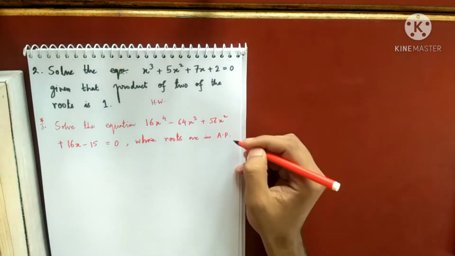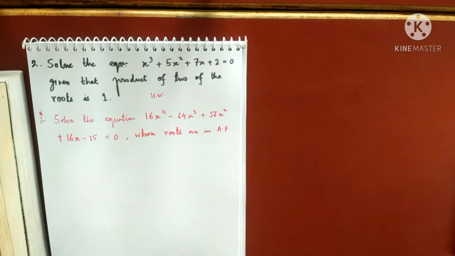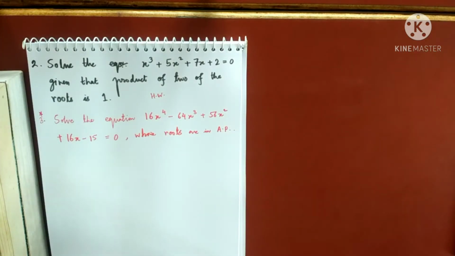So let's solve this question. What they have said is, I have to solve this equation given that its roots are in arithmetic progression. Now, the degree of the equation is 4, so there are 4 roots possible, that we know.